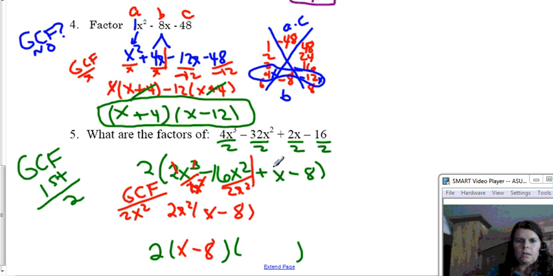And then this, guess what? This x minus 8 is the same as this, so we're just going to factor out a 1. So we divide by 1, we divide by 1, we still get x minus 8. So one of my factors is going to be x minus 8, and the other one is going to be 2x plus 1. And then you should always multiply it back out and check the answer and see if you have the right answer.